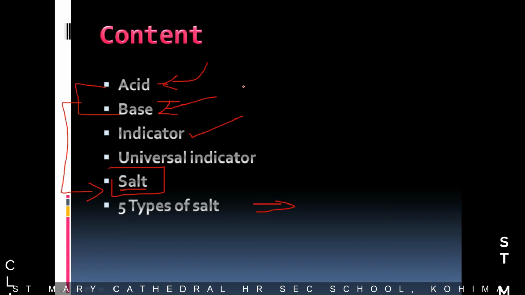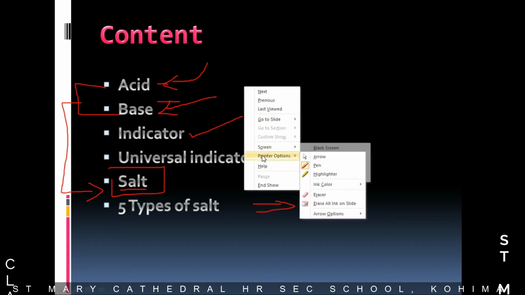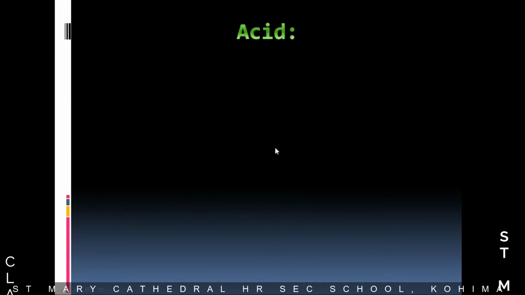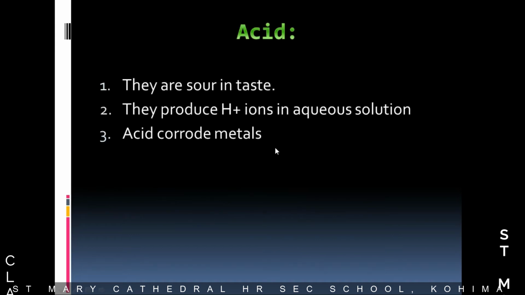Alright, but first of all, let us see the definition for acid. What kind of substances are called acid? Okay, here in acid, let me give the definition first. First of all, they are sour in taste. You have come across several fruits and vegetables. Some of them are sour in taste. Yes, they will be taken as acid, but they are not strong. Okay, they are weak acids.